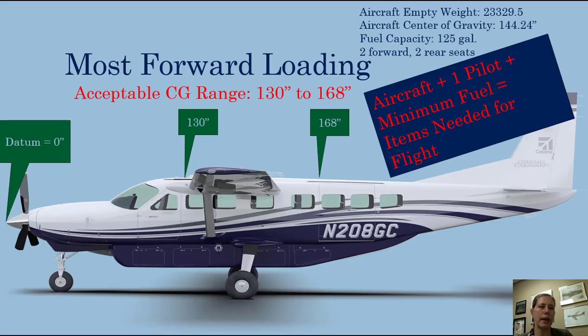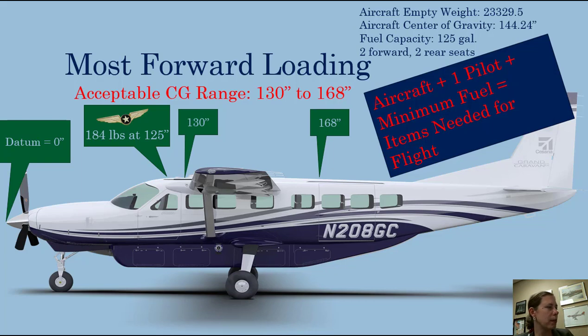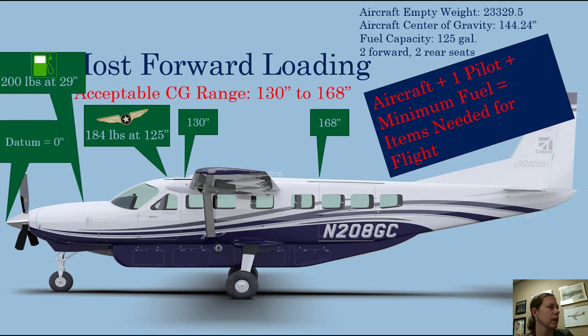So back to where we're adding these items in the aircraft. First of all, we have our 184-pound pilot. The pilot is located at 125 inches. Notice I've shown on the diagram, it's slightly forward of 130 inches, and that's fine for now. We also have 200 pounds minimum fuel, and it is located at 29 inches. I know there probably is not a fuel tank at that point in the aircraft, but it's a theoretical aircraft, for example purposes only. These items here, our aircraft, our one pilot, and our minimum fuel, are the minimum items needed for flight.